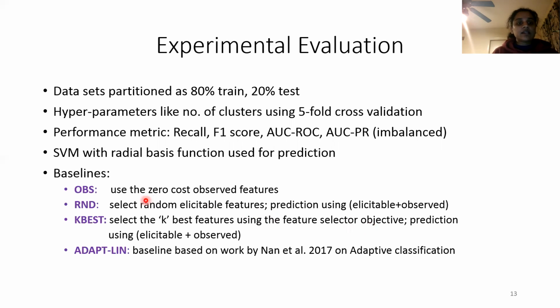These are the baselines that are considered. OBS is the predictive task using just the observed feature set. R&D is the predictive modeling using the observed set and a randomly chosen elicitable feature subset. K-best is a non-clustered version of our algorithm where we use the same objective function to select the K-best features for all the training data, and then they're used for predictive modeling. And AdaptLin is one of the state-of-the-art approaches introduced by Nan et al. for adaptive classification, and we compare our algorithm against theirs.